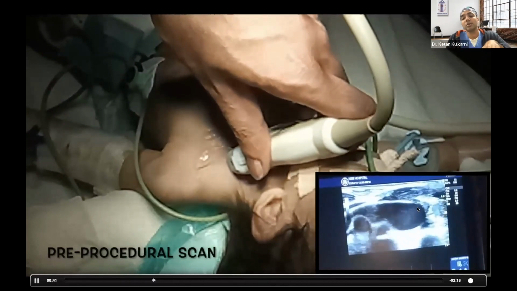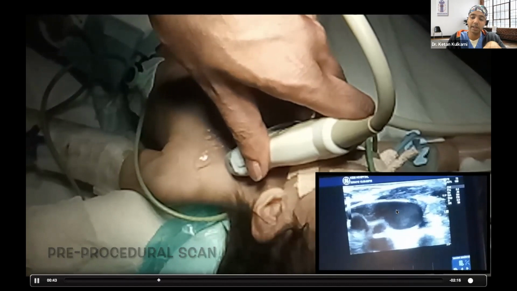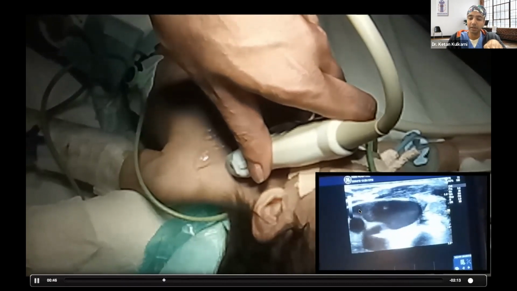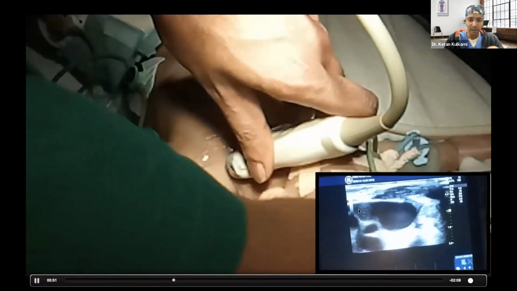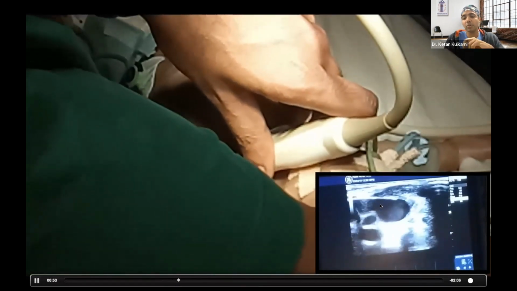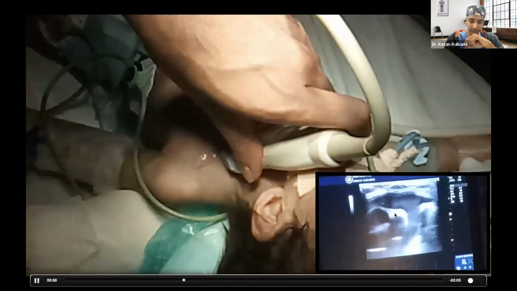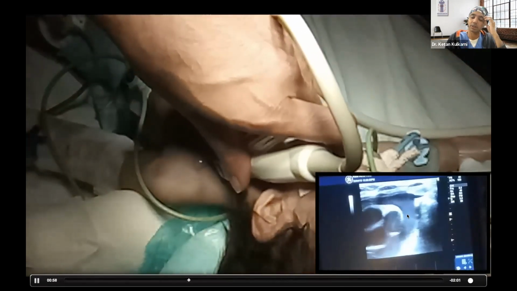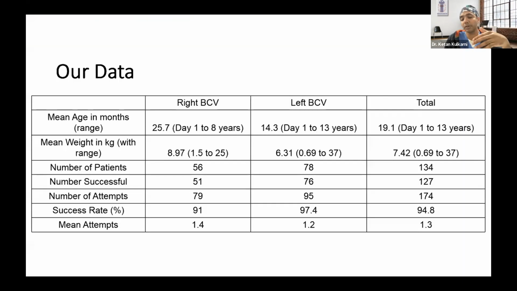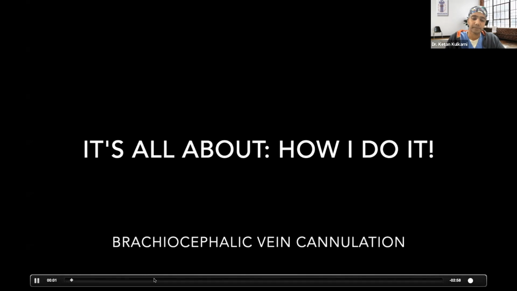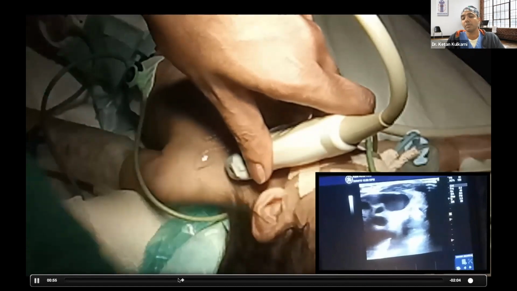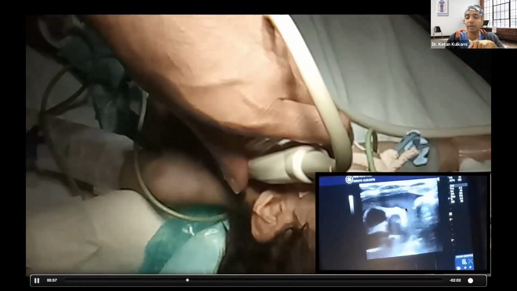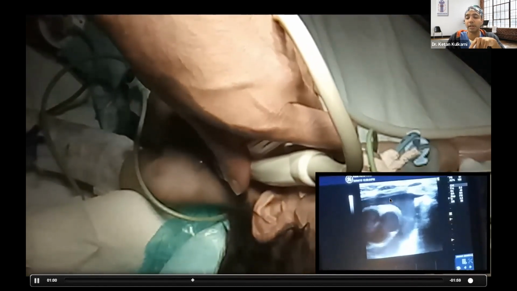And then we are looking into the thorax. When we look into the thorax, you see this nice big brachiocephalic vein. Now, since this is a suspected case of TAPVC, you will also be able to see the cardinal vein. That's the cardinal vein. It is a supracardiac TAPVC, and obviously we will not be putting the catheter in there. We want to put it here.